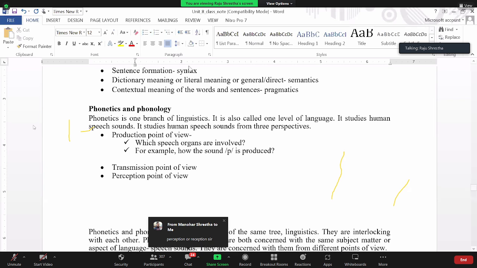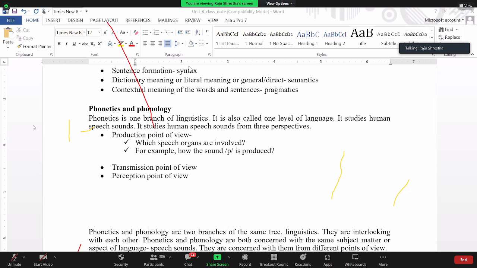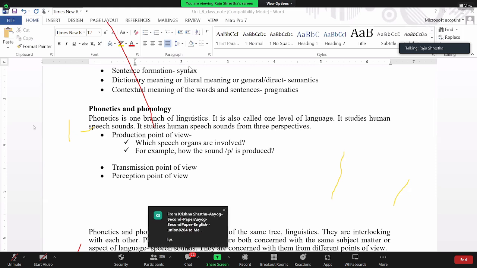Now I check your chat box. Lower lip and upper lip. Okay, upper lip and lower teeth. Pa is a bilabial sound: the lower lip and upper lip, two lips come close together, blocking the airstream. So two lips are involved.